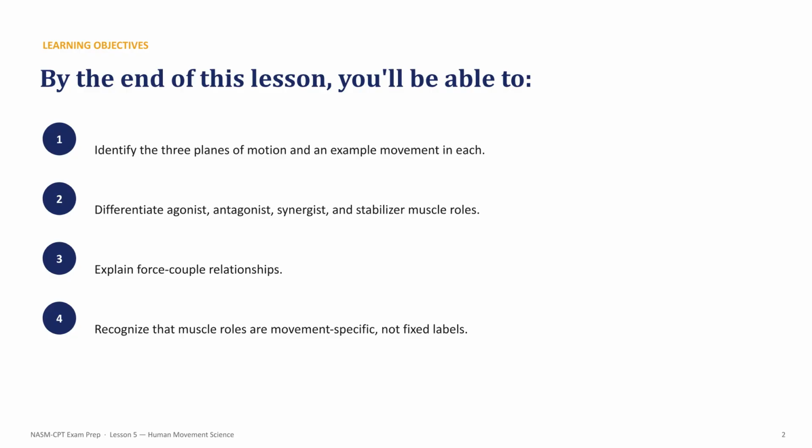By the end of this lesson, you'll be able to do 4 things. First, identify the 3 planes of motion and an example movement in each. Second, differentiate agonist, antagonist, synergist, and stabilizer muscle roles. Third, explain force-couple relationships. And fourth, recognize that muscle roles are movement-specific, not fixed labels. That last point is going to matter more than it sounds.